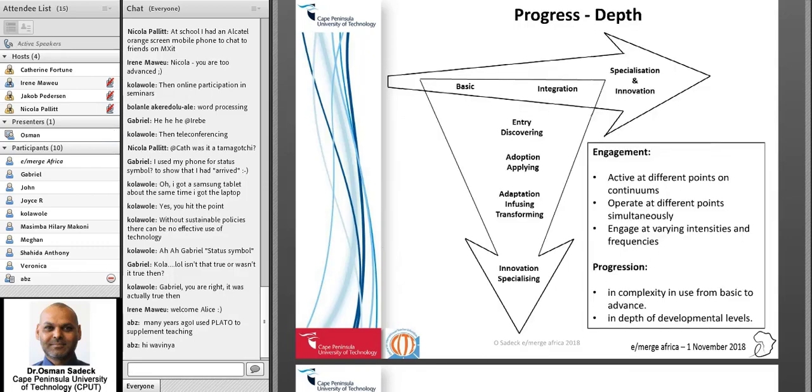So when we did the next thing, we took the continuum and we cross-mapped it against one another. And these are the things, and the way in which we put it.